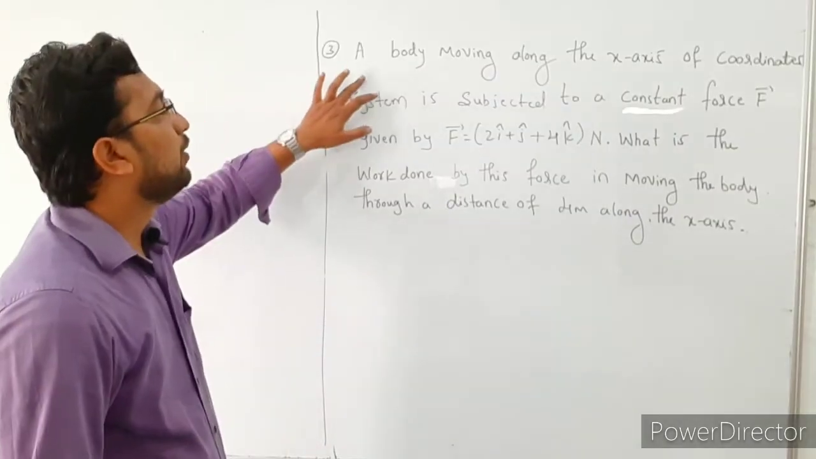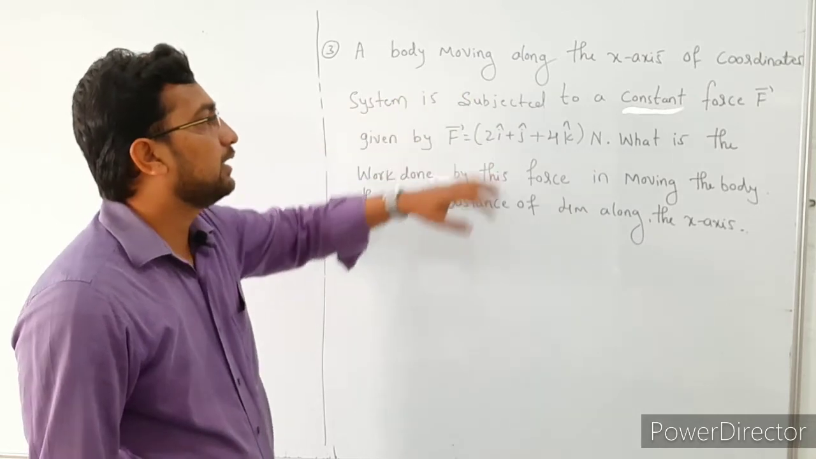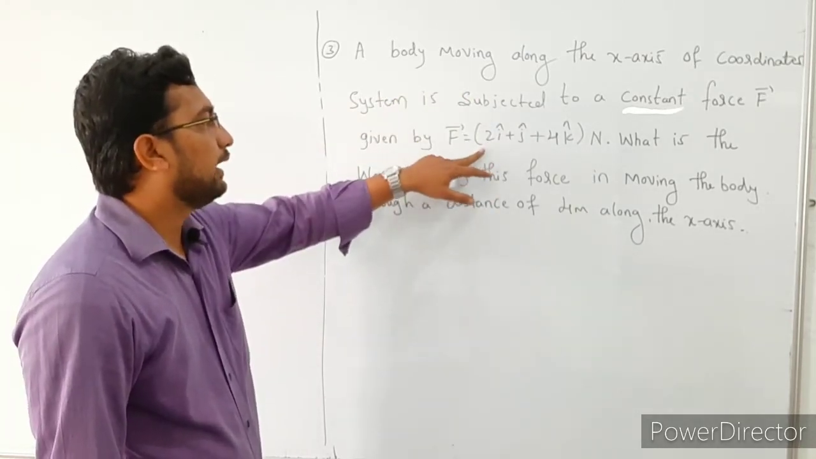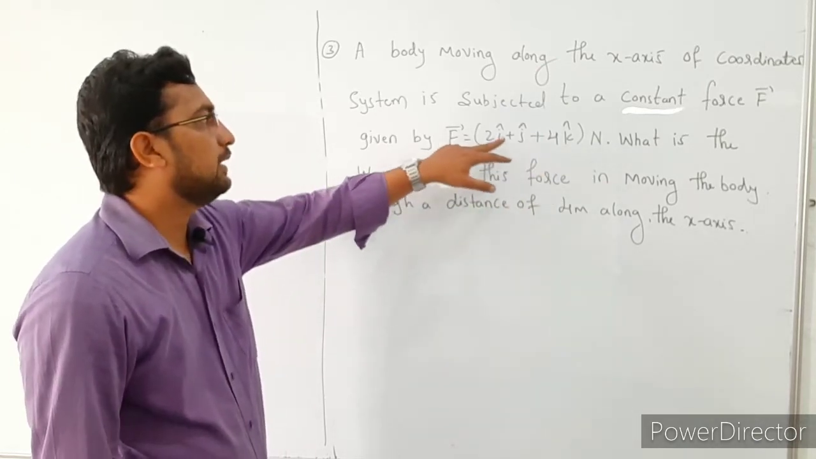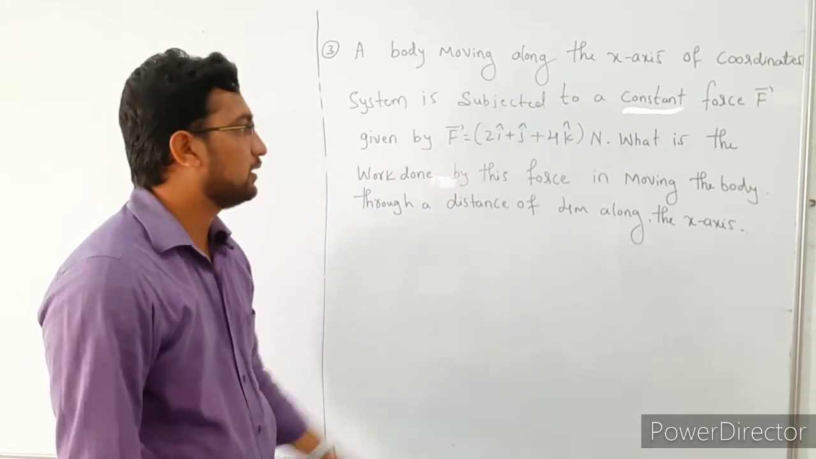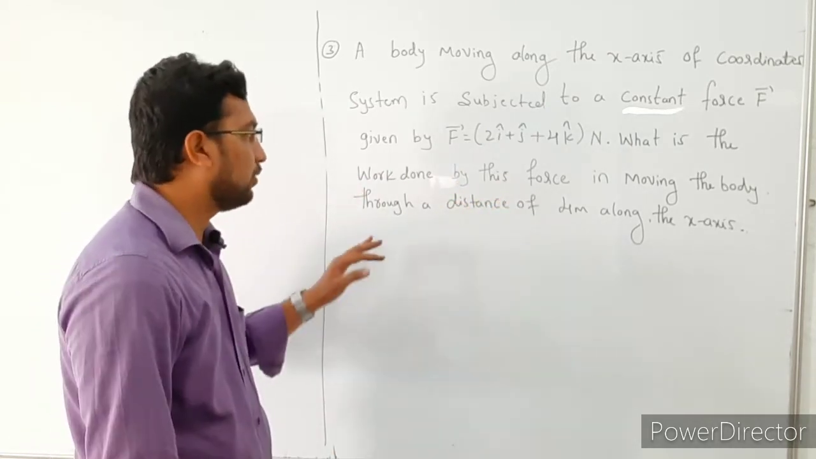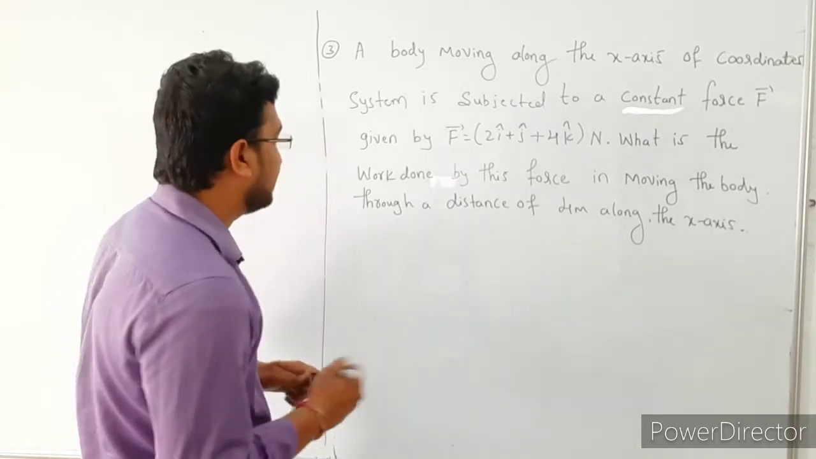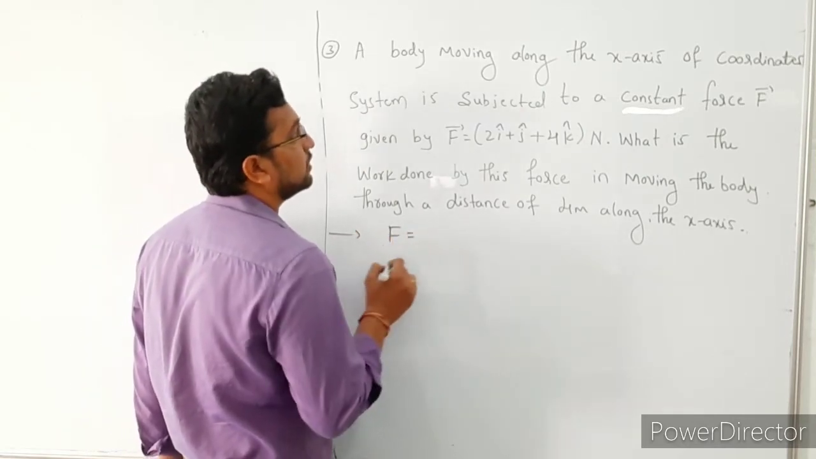Next problem. A body moving along the x-axis of a coordinate system is subjected to a constant force F given by 2i plus j plus 4k Newton. What is the work done by this force in moving the body through a distance of 4 meter along the x-axis? In this case the force is given.